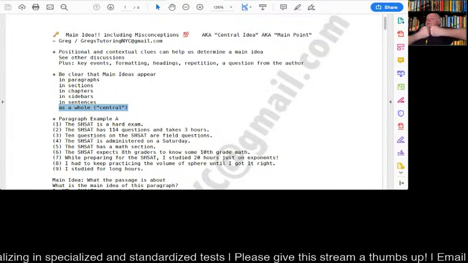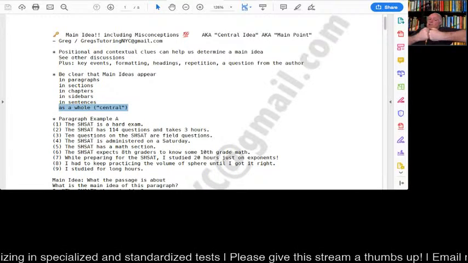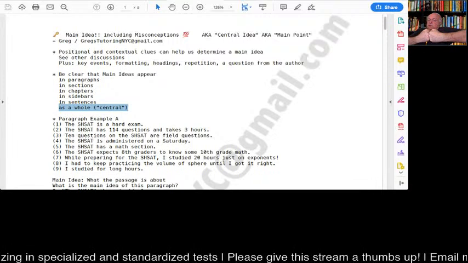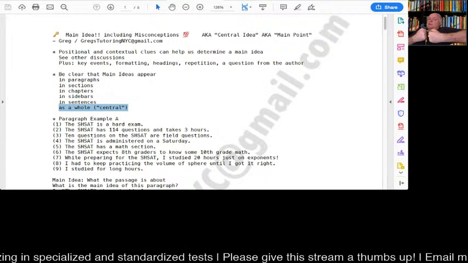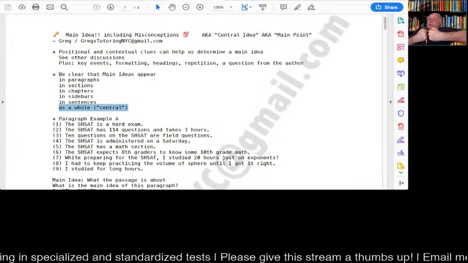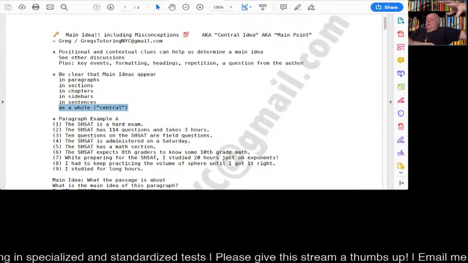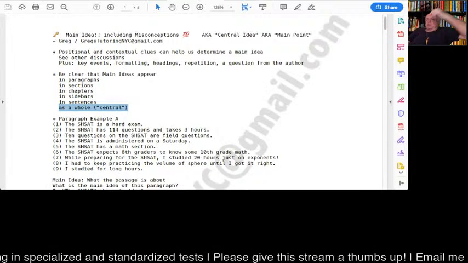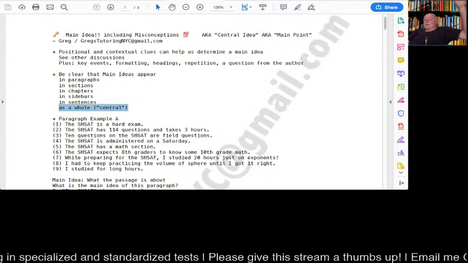Now, sometimes they're super duper close, and sometimes they're not. And sometimes there'll be a statement in the passage that literally tells you what the main idea is. And sometimes the author never makes an explicit statement to the fact of what the main idea is, and you have to piece it together. So in most cases, we're going to be piecing it together. If the author gave it to us, then a lot of this wouldn't be happening.